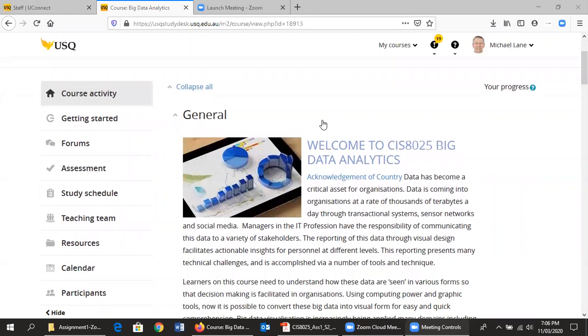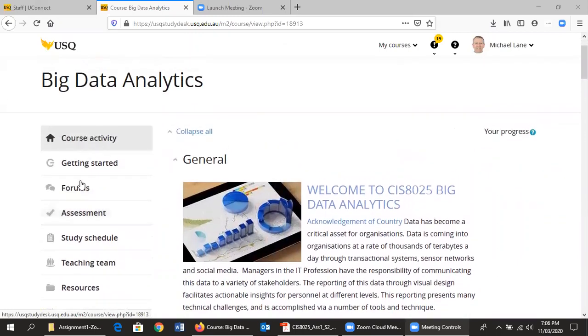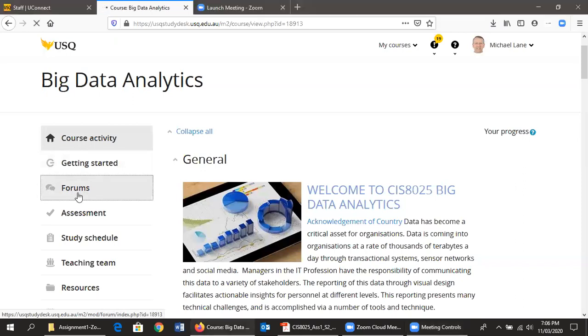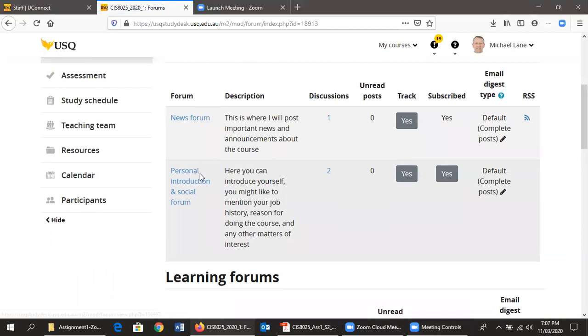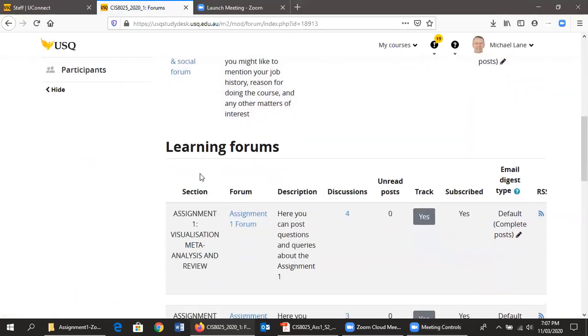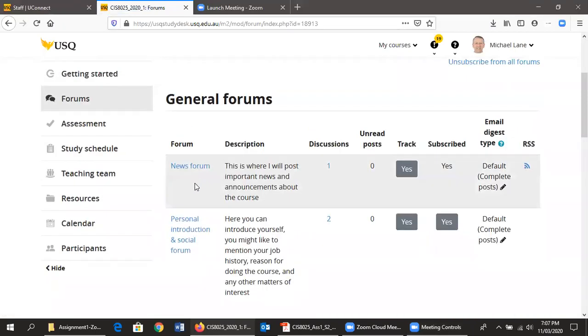So just quickly, I'm assuming that everyone knows their way around the study desk. You've got the course activities, getting started, and the forums. If you want to get to any of the forums, you've got a news forum, where anything really important and urgent would go.